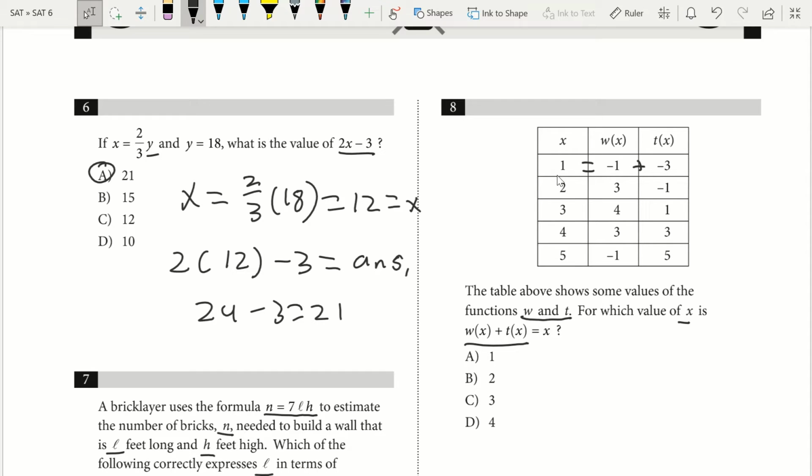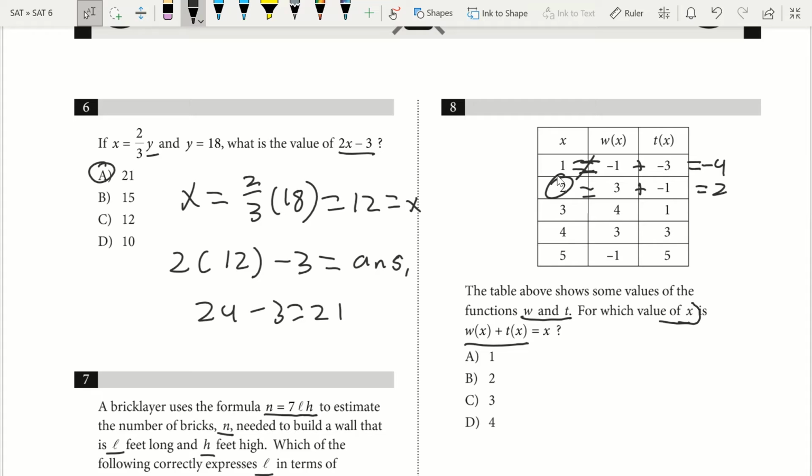Well, right off the bat, we'll start and just go in order. So x is 1. Does 1 equal negative 1 plus negative 3? No, because negative 1 plus negative 3 equals negative 4. So we can say that that does not equal 1. Now we'll go to x is 2. Does 3 plus negative 1 equal 2? Well, 3 plus negative 1 is the same as 3 minus 1, which does equal 2. So we can say that 2 is our answer.